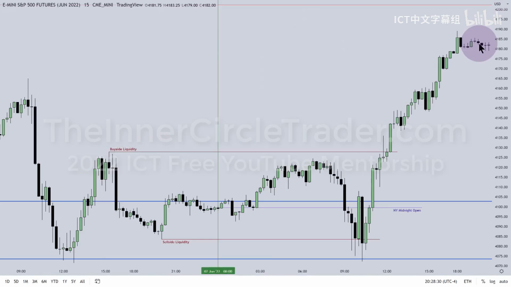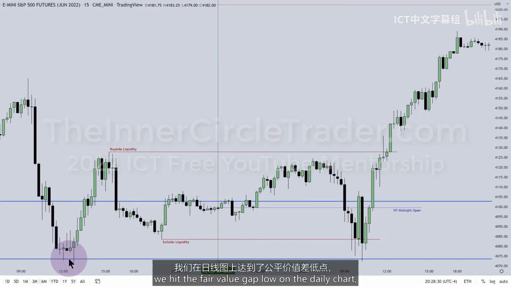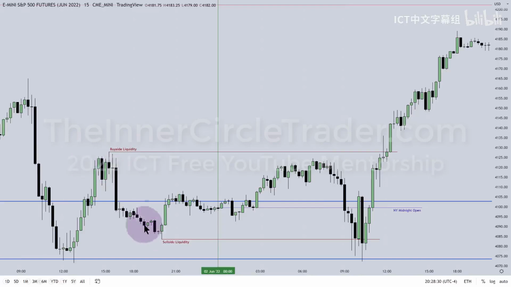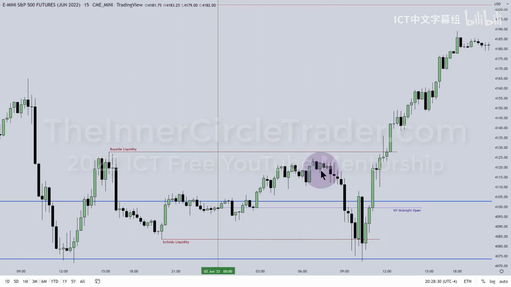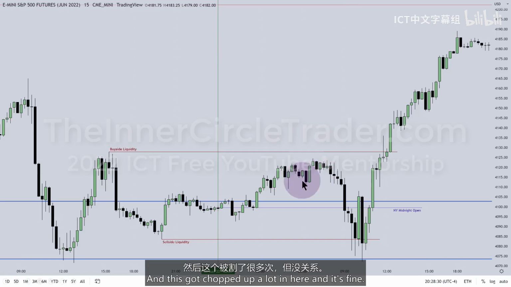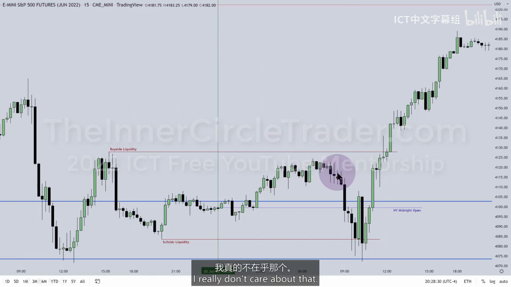All right, on the 15-minute time frame, you can see here, this is the markup for the short-term high here on Wednesday's trading. We hit the fair value gap low on the daily chart. Went back, hung around in consolidation, rallied up. And I was in here trying to get a feel for what it wanted to do. I was thinking that I could capture a run to take the buy side out here. That's what I was aiming for initially, really early in the session. And this got chopped up a lot in here. And it's fine. I really don't care about that.